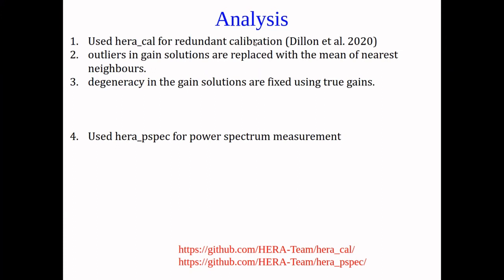So there should be some error, and we have also found some outliers, which are removed and replaced with the mean of the nearest neighbor points. And there is some degeneracy in our simulations, basically in the redundant solution, which is solved using the true gains. And finally, we use a spectral estimator for the power spectrum measurement.